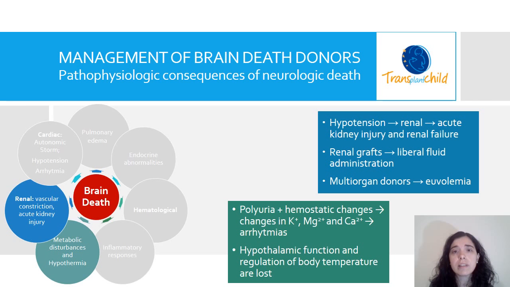Diabetes insipidus leads to polyuria and can also contribute to hypotension. When vasoconstriction is not needed, desmopressin is the drug of choice. Although liberal fluid administration may benefit renal grafts, recent guidelines support the role of euvolemia in multi-organ donors. Polyuria and hemostatic changes can cause rapid changes in potassium, magnesium, and calcium, leading to cardiac arrhythmias, so we have to monitor electrolytes in order to anticipate cardiac arrest.